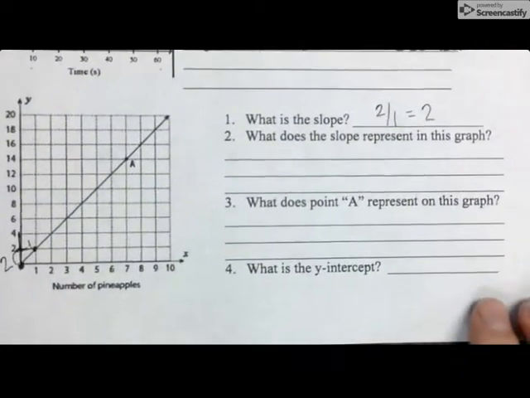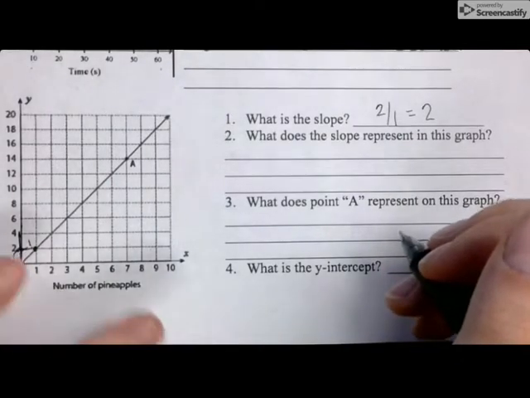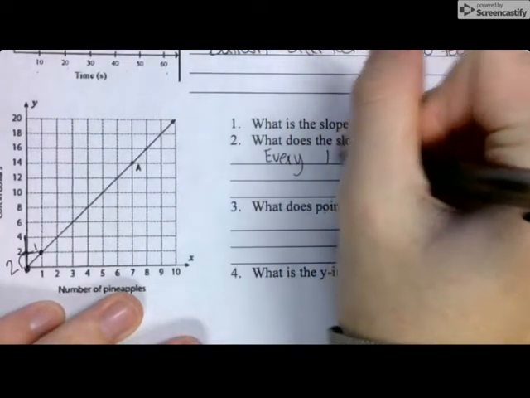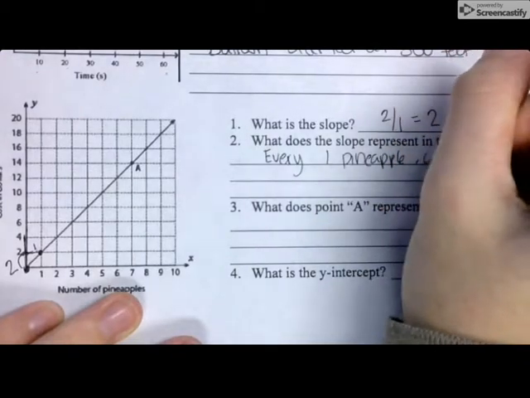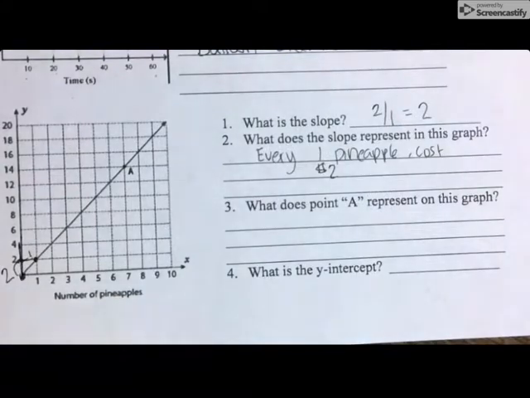What does the slope actually represent? Well, we have cost in dollars and number of pineapples. So every 1 pineapple costs us $2. Every 1 pineapple costs us $2.